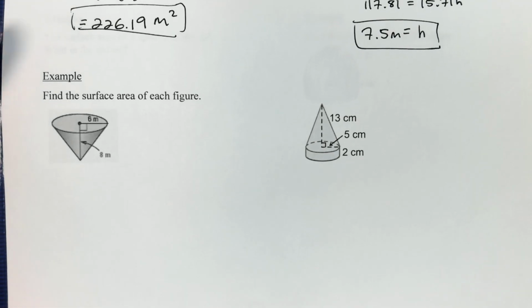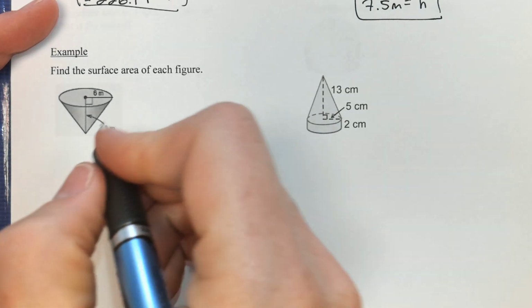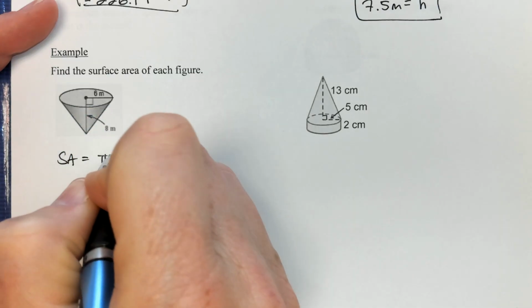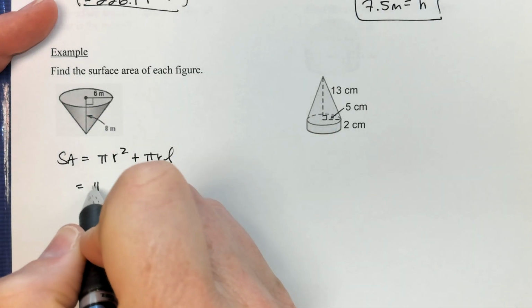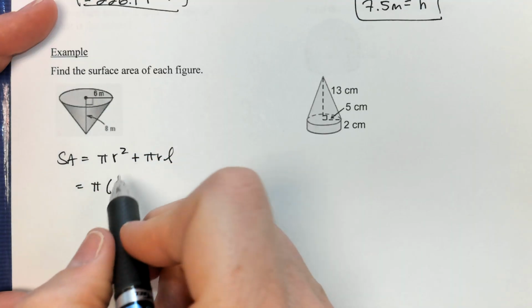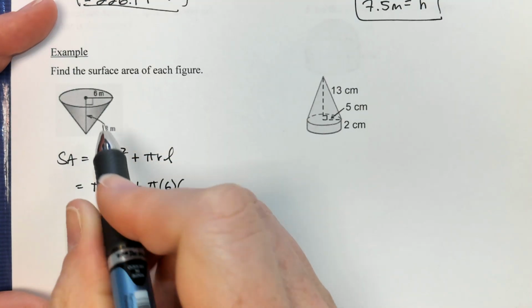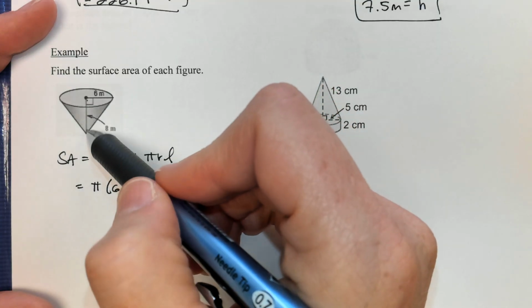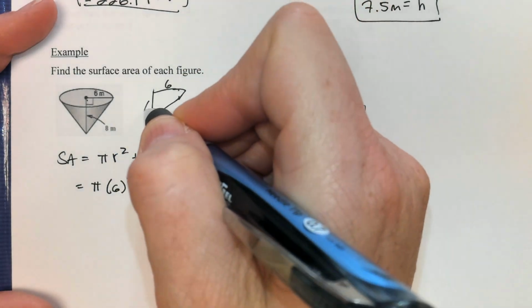Two more that are cones. So the first one is just find the surface area, just practicing using the formula for a cone. So we've got pi r squared plus pi r l. So pi and then that's a 6, FYI. So squared plus pi, 6, and slant, which we don't have. We have height, but we don't have slant. So I'm going to take that off to the side. I'm going to put a 6. I'm going to put an 8.